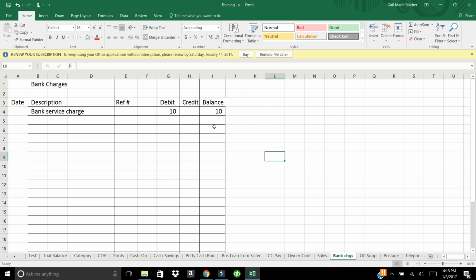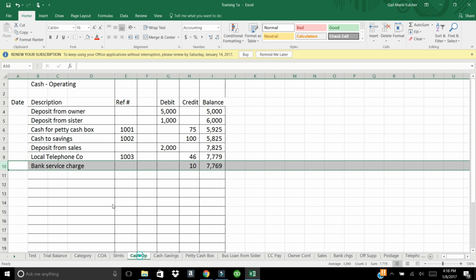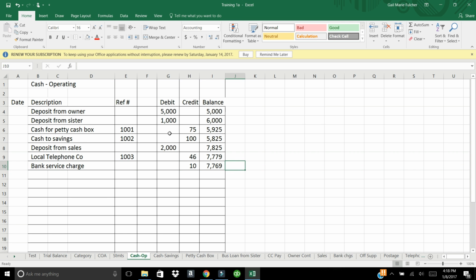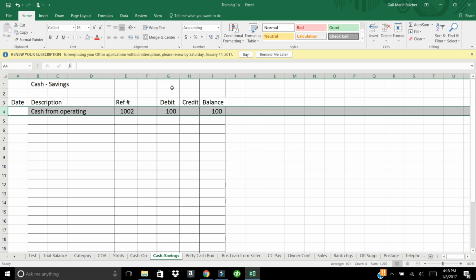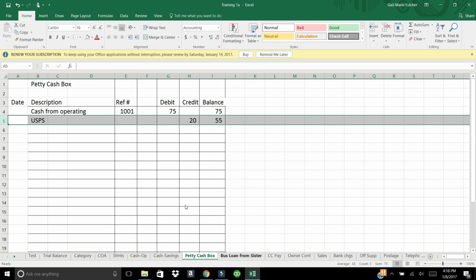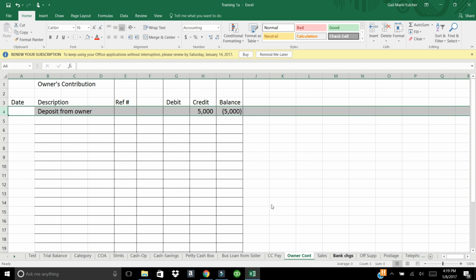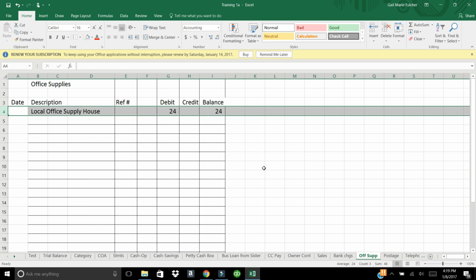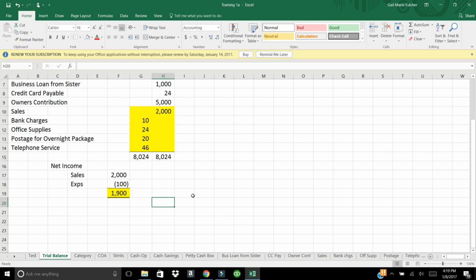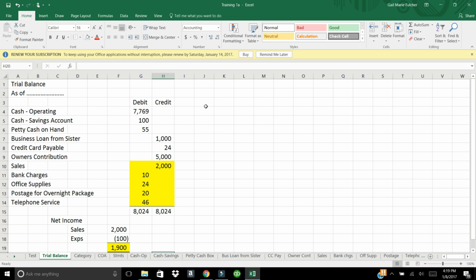Awesome. Now you take each one of your sheets and you get the last balance on each one of them. Cash in the operating account, you'll pick up this one, $77.69. Cash in the savings, of course, is $100. The rest of them, petty cash box is $55, and I think the rest just have one line. So you should have picked up the balance on all of these and brought them over to your trial balance. And this is what your trial balance should look like.